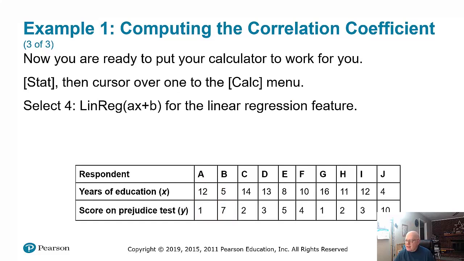Now, let's get that calculator to work for you. Hit Stat again, go to Calculate. Your calculator is going to do an immense amount of work and you won't realize it because it does it so quickly. So you go to Stat, move the cursor over to the Calculate menu like you did before to get the mean and standard deviation. But this time, choose the 4th option. This is short for linear regression.